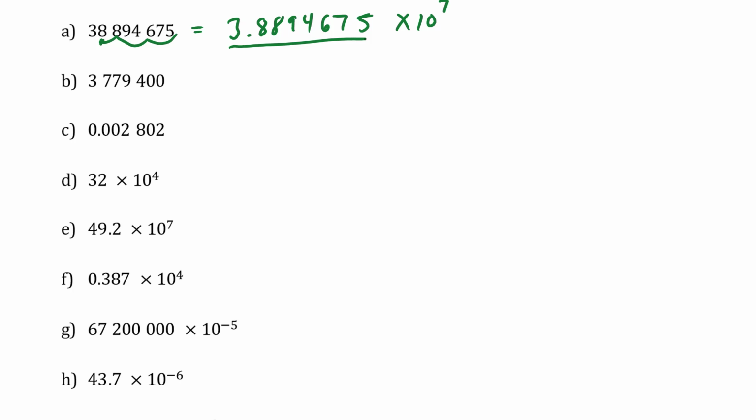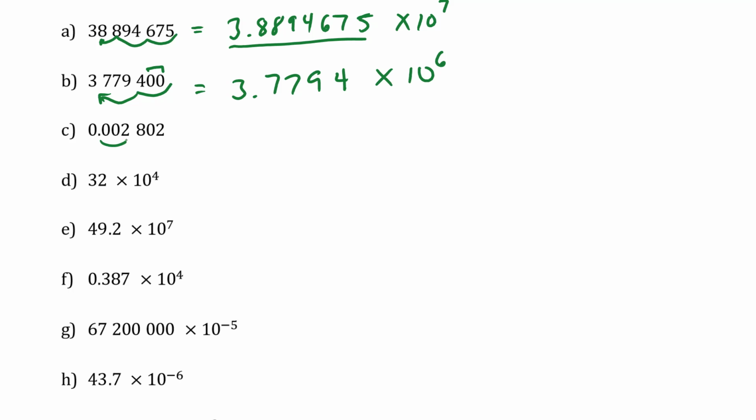Keep all the numbers. Next one here, we move it again, 3, and we move it 6. 3.7794. These zeros here are placeholders. They are not significant. Therefore, we will not write them into scientific notation. Multiply by a base of 10. We moved over 6 values. We took a large number, made it smaller. Therefore, it is a positive exponent.